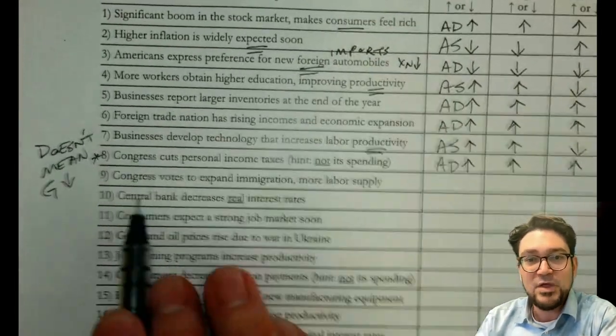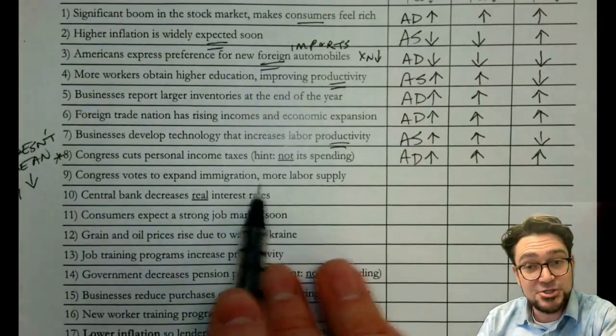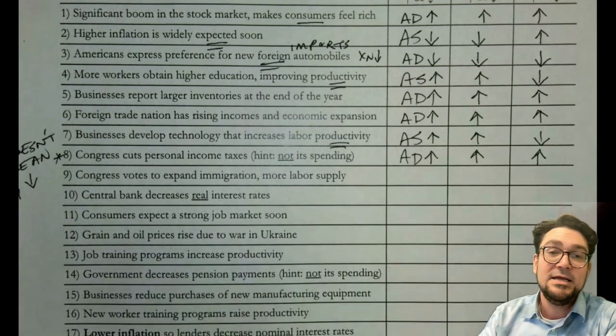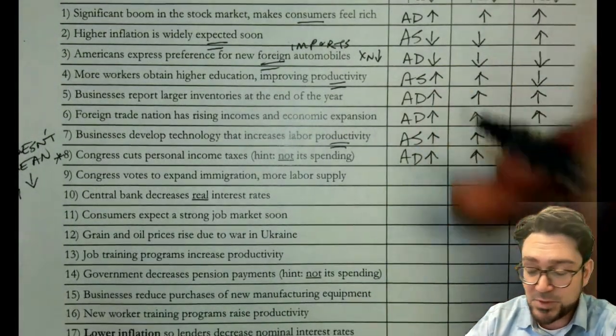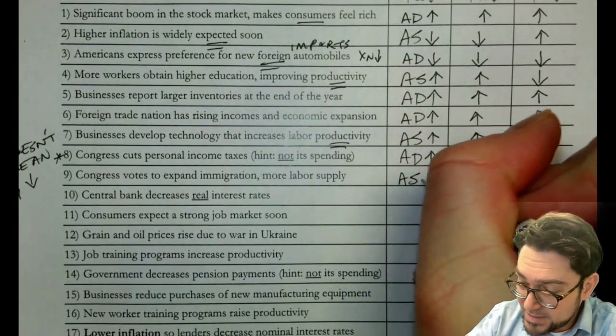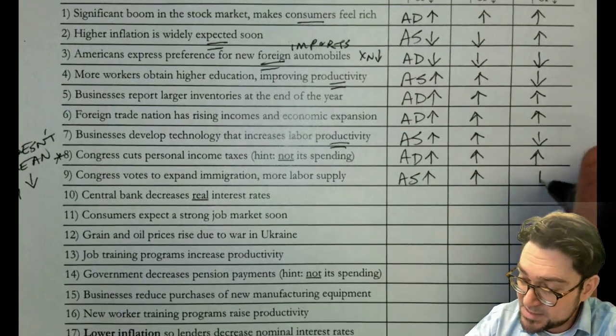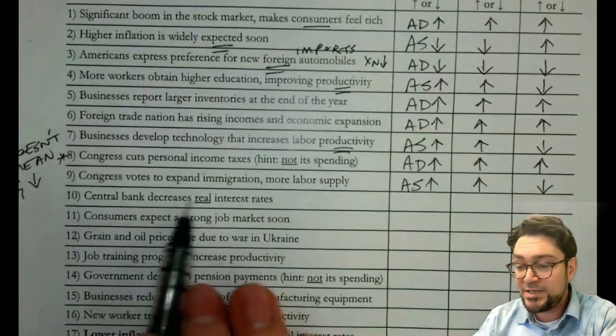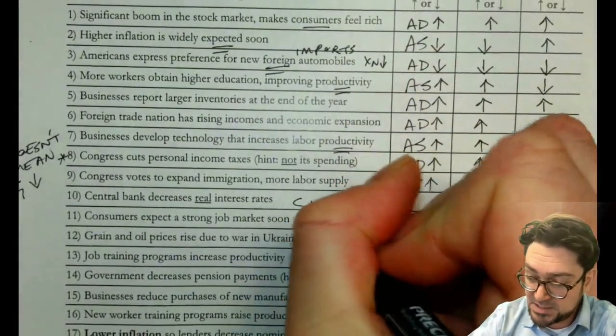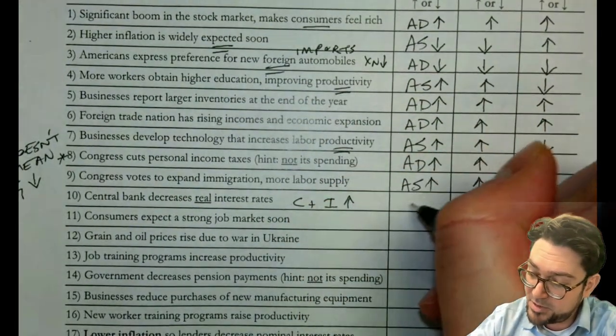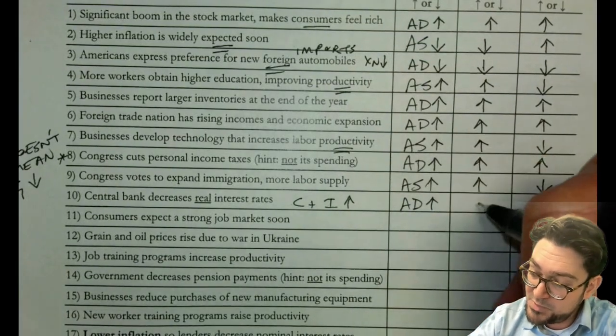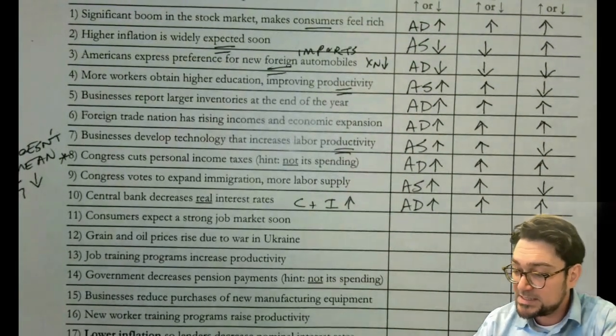It doesn't mean G. Number nine, Congress votes to expand immigration, and that means there's more labor supply. That's going to reduce resource costs for labor, and it's going to increase our aggregate supply. So that's going to make output rise and prices fall. Number ten, the central bank cuts real interest rates. That's going to affect consumption and investment spending, and it's going to make them go up. So aggregate demand would rise, output rises, and prices rise.